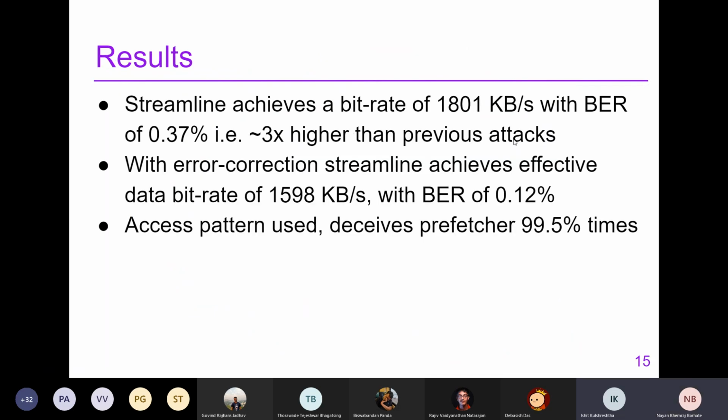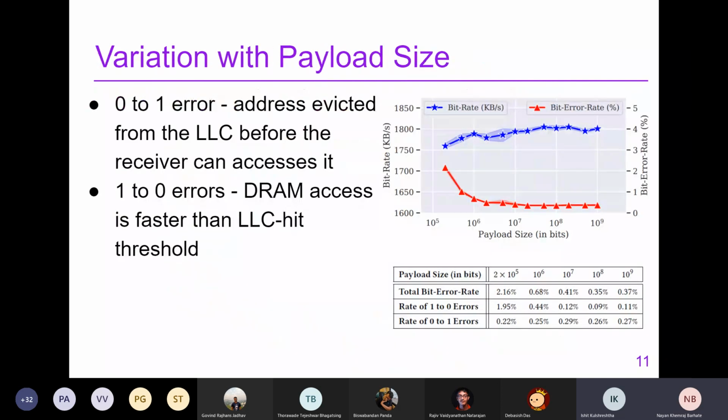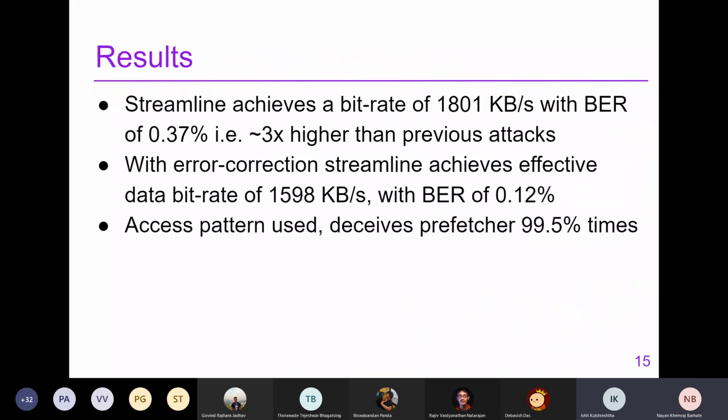So these are the results. Streamline achieves a bit rate of 1801 kbps with a bit error rate of 0.37%. That's 3x higher than the previous attack. We could reduce this bit error rate using some error correction codes. We are able to use error correction codes because these 1 to 0 errors, where DRAM access is faster than LLC hits, were observed to be single bit flips, and they are randomly distributed. So if you use error correcting codes, it could remove the single bit errors, and the bit error rate could be reduced to 0.12%. And the access pattern that we used deceived the prefetcher 99.5% of the time.